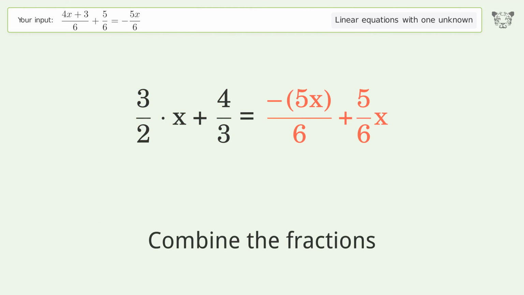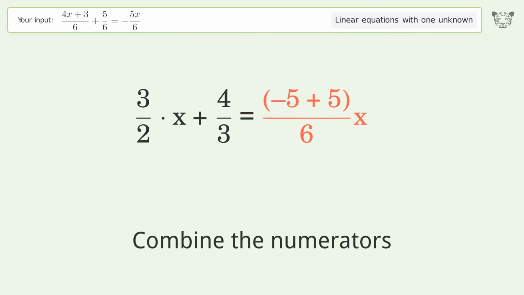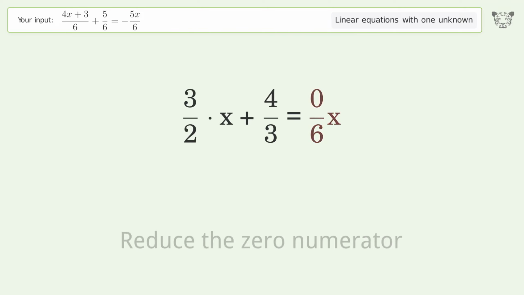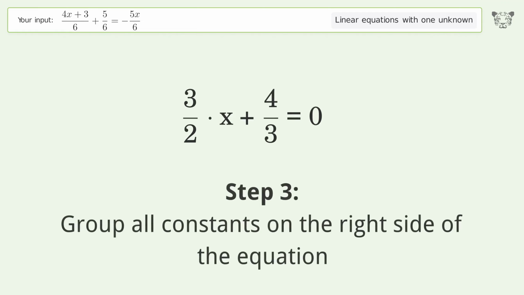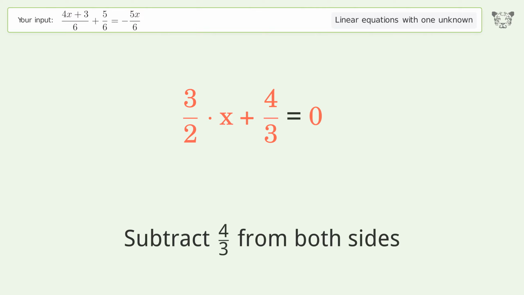Combine the fractions. Combine the numerators. Reduce the zero numerator. Simplify the arithmetic. Group all constants on the right side of the equation. Subtract 4/3 from both sides.